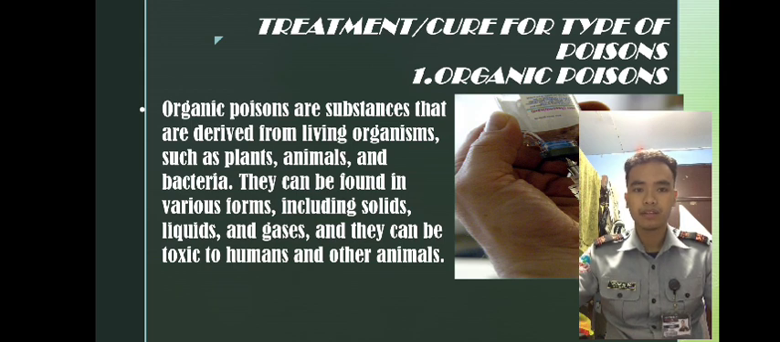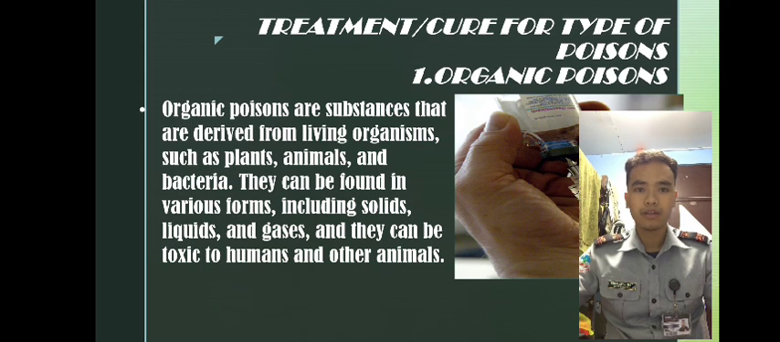Second, animal toxins. Treatment for animal toxin poisoning can include washing the wound with soap and water, administering antivenom, and providing supportive care like pain relief and fluid replacement. In severe cases, medical interventions like respiratory support may be necessary.